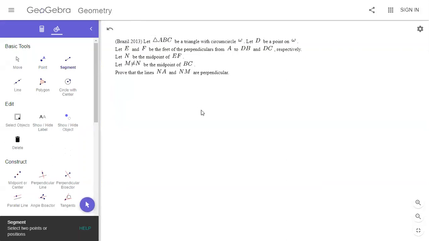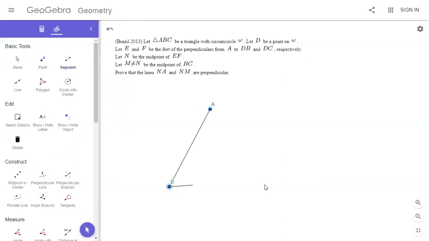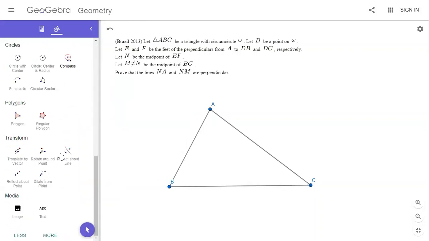So we have a triangle ABC. This is from Brazil. Pretty nice. I picked it. I knew you would like Brazil. That's why I picked it.